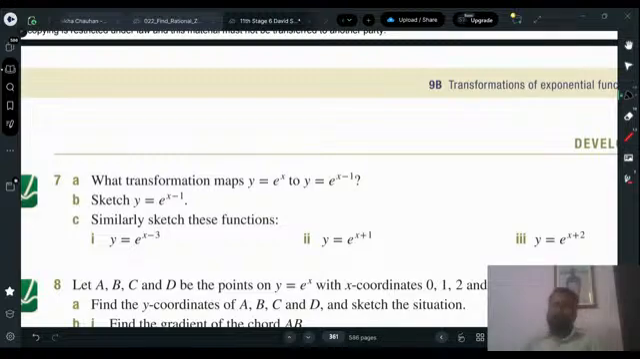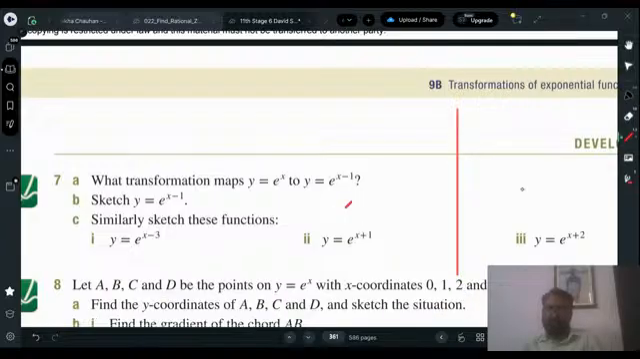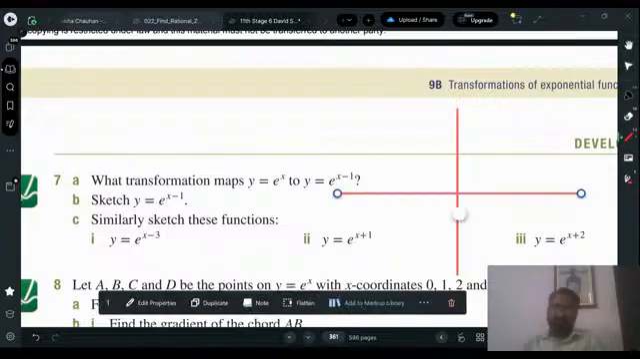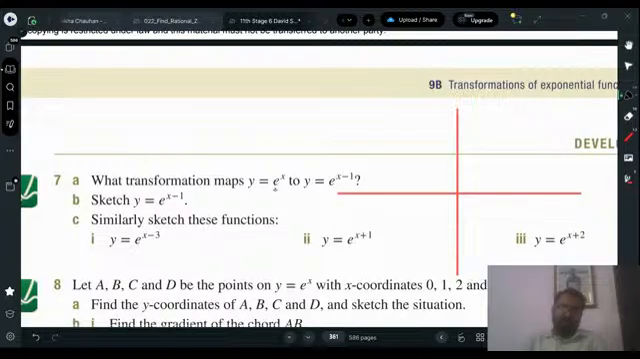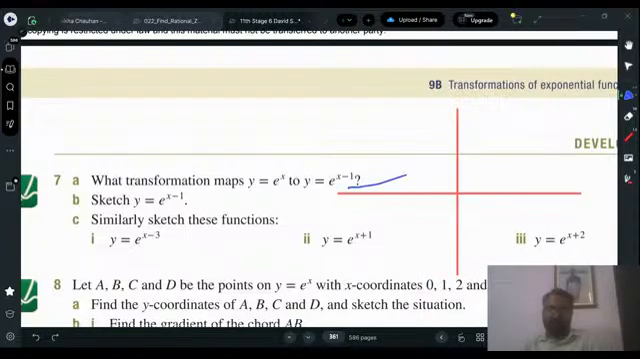So we have to plot this graph here. Okay. So what is e power x? This is e power x. What is the other graph, e power x minus 1? How does it look?